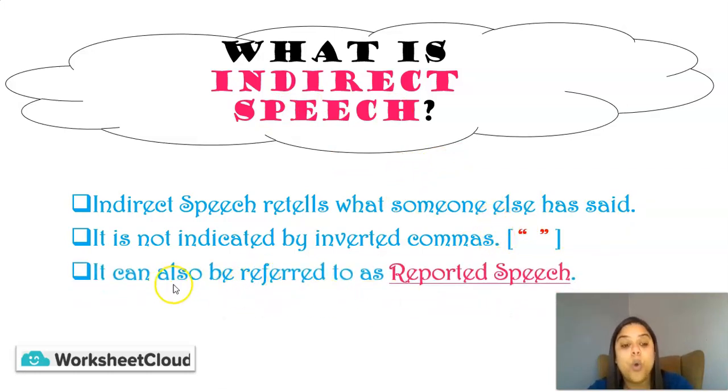And it can also be referred to as reported speech. So when you hear the words reported speech, you must know, grade 4s, that it's also indirect speech. They mean the same thing. So some teachers will say, we are going to learn about indirect speech today. And some teachers will say, we're going to learn about reported speech. They mean the same thing, grade 4s.